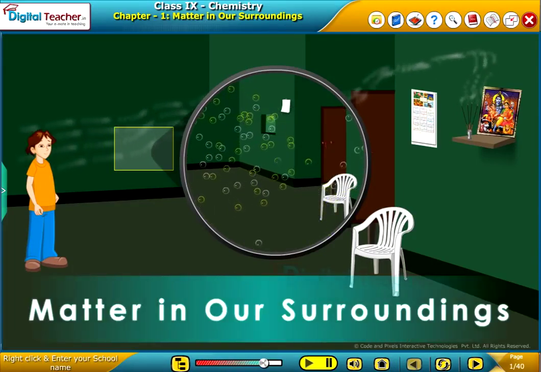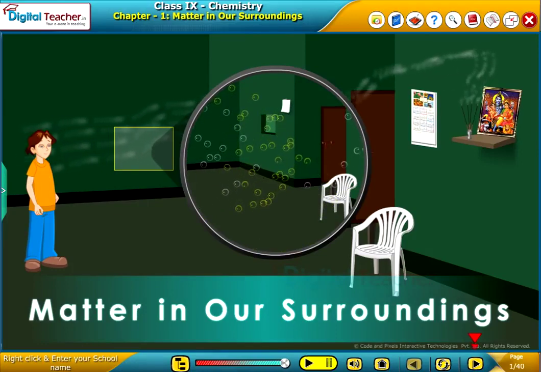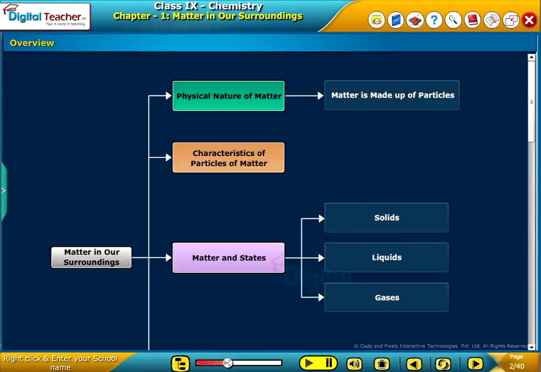Welcome to the chapter Matter in Our Surroundings. This slide presents the overview of the chapter.